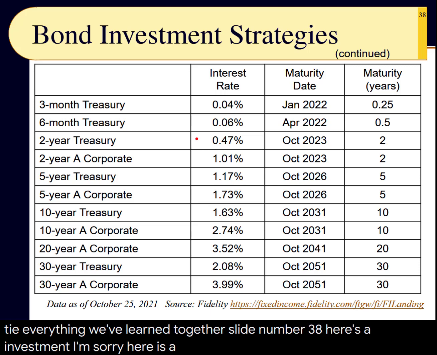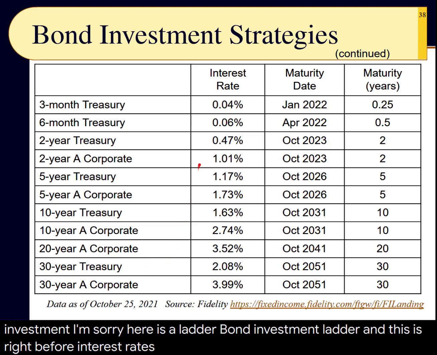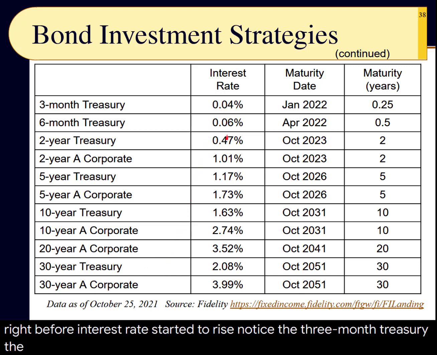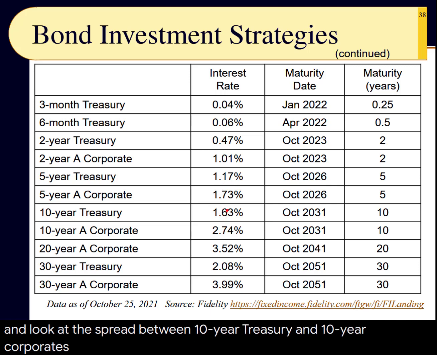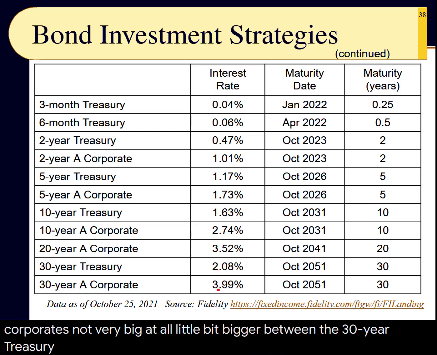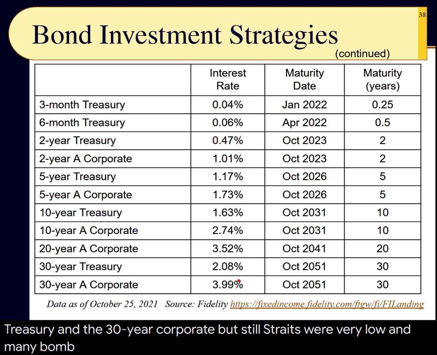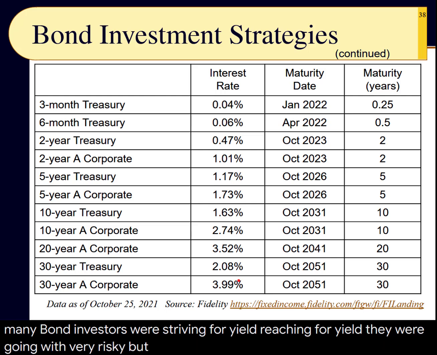Here's a bond investment ladder. And this is right before interest rates started to rise. Notice the 3-month Treasury, the 6-month Treasury, the 2-year, they were paying next to nothing, folks. And look at the spread between the 10-year Treasury and 10-year corporates. Not very big at all. A little bit bigger between the 30-year Treasury and the 30-year corporate, but still, interest rates were very low, and many bond investors were striving for yield, reaching for yield. They were going with very risky bonds just to get a few more percentage points out of their portfolio.